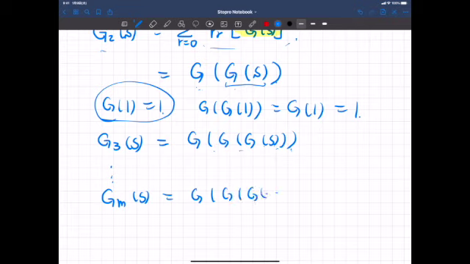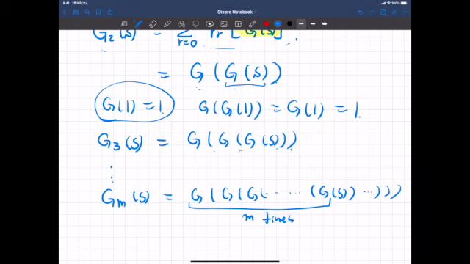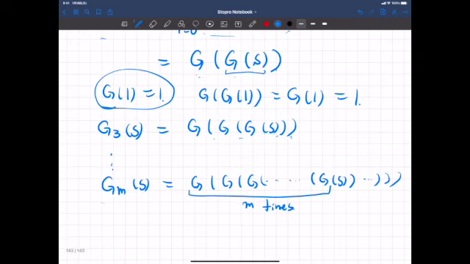g of, and so on, and g of s, and something like this. So this is the composition of g with itself. And that composition is applied m times. So this is the general form of the probability generating function for the number of individuals in any generation.